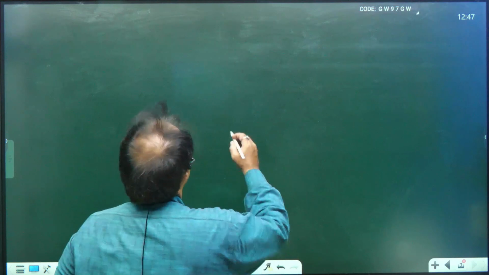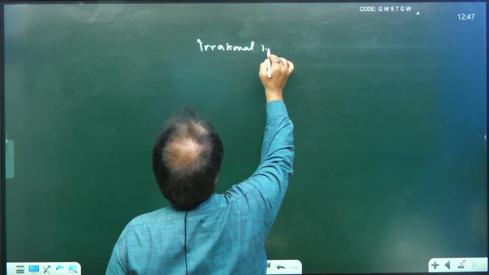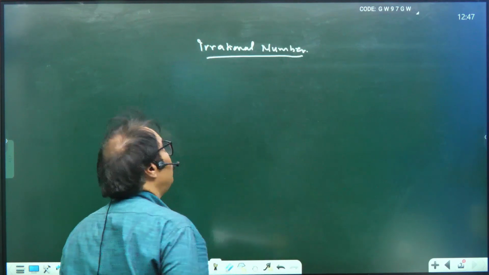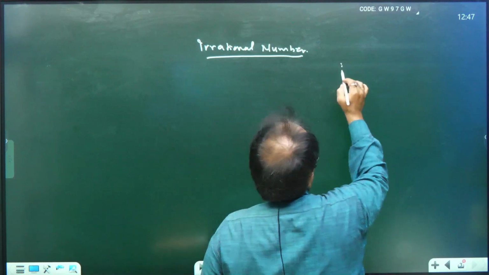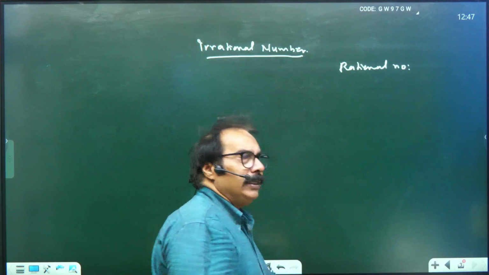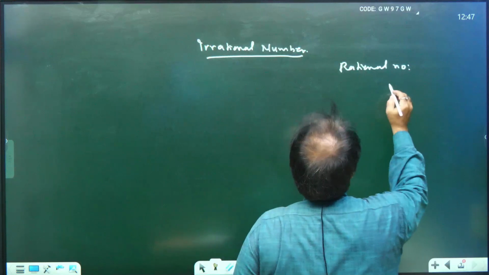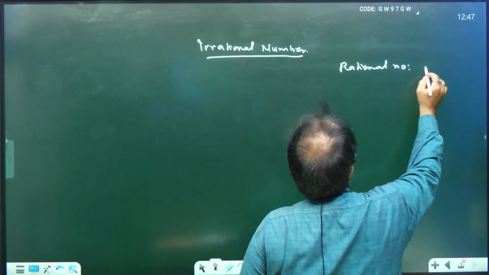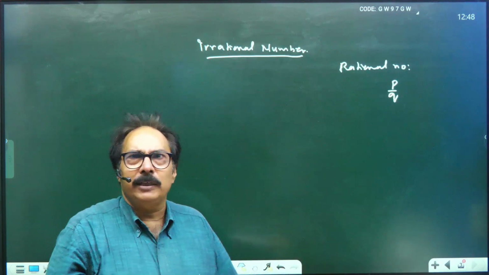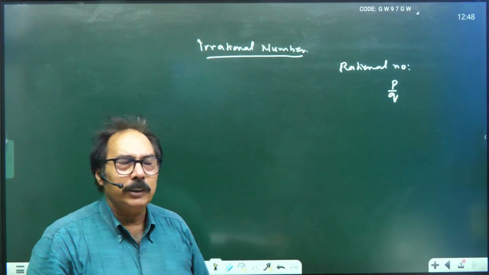Now, the next is irrational number. Before going to irrational number, let me recall what is a rational number. A rational number means any number which is in the form of p by q, where p and q are integers. It may be positive or negative, and q must not be equal to 0, right?